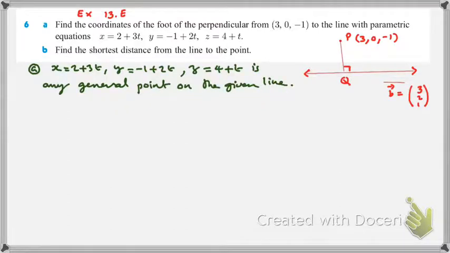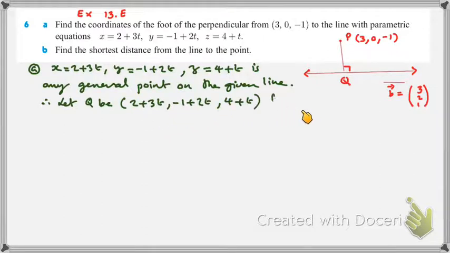And if it is any general point on the line, let it be Q. So let Q be this point for some value of t. For what particular value of t, we need to find. What we are going to do now is find vector PQ. Vector PQ is the position vector of the terminal point minus the position vector of the initial point, which is OQ minus OP.